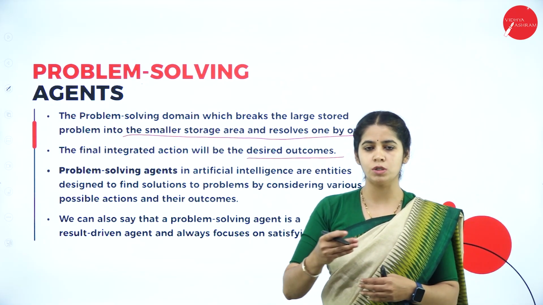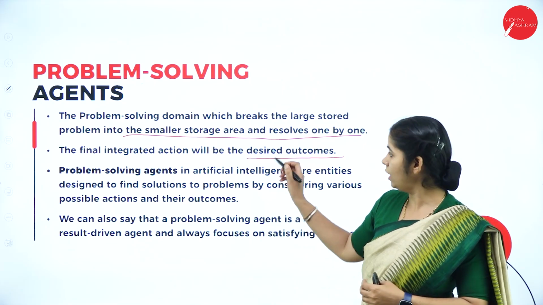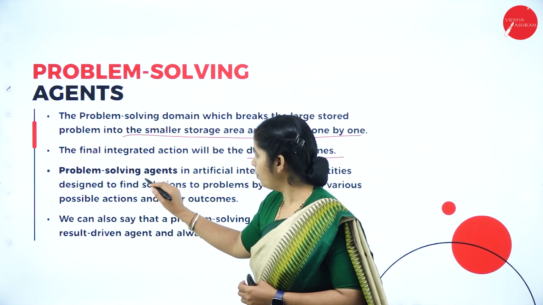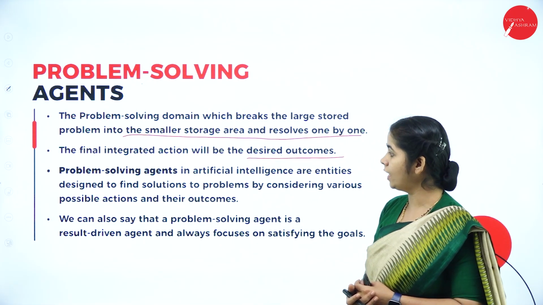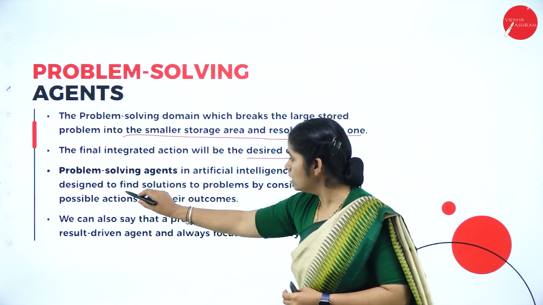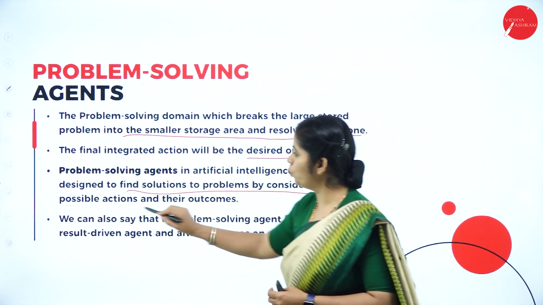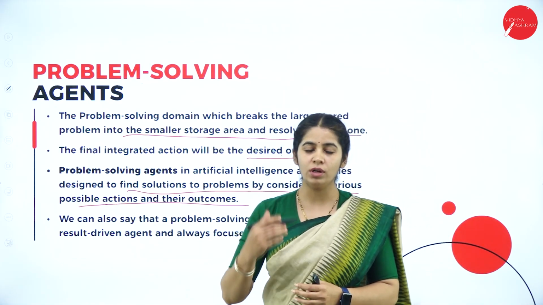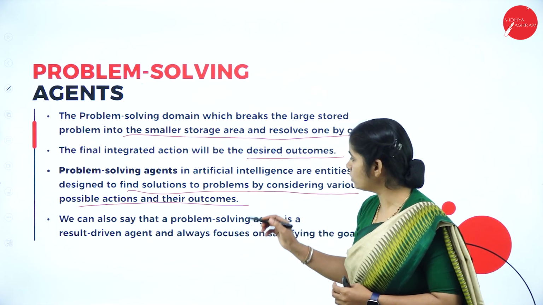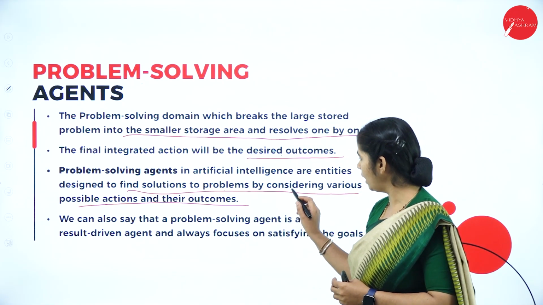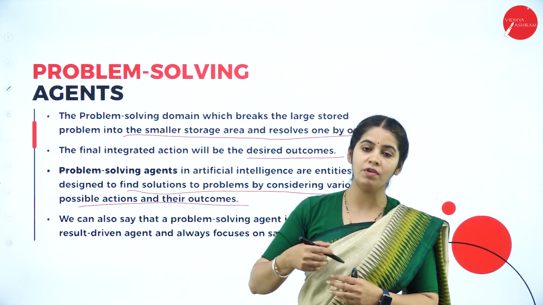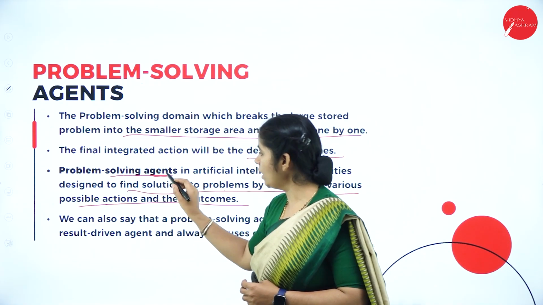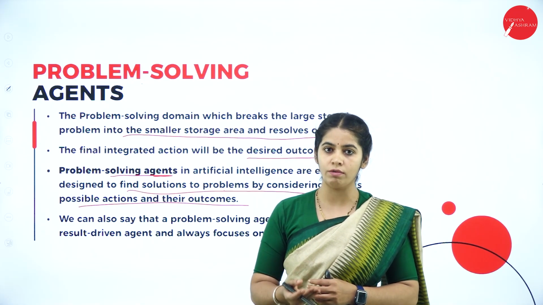After combining all the small outcomes, the final outcome will be the desired outcome we are expecting from that particular problem solution. Problem solving agents in artificial intelligence are entities designed to find the solution to a problem by considering the various possible actions and their outcomes. Means we have to design a problem solving agent depending on the problem we are solving, by considering the various actions we have to take to solve that particular problem. Depending on that, we design one agent. Those agents are called problem solving agents.